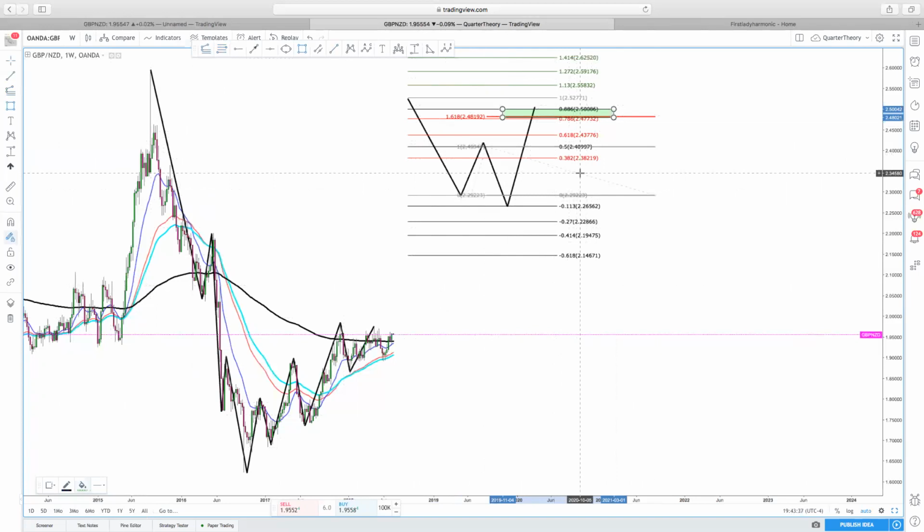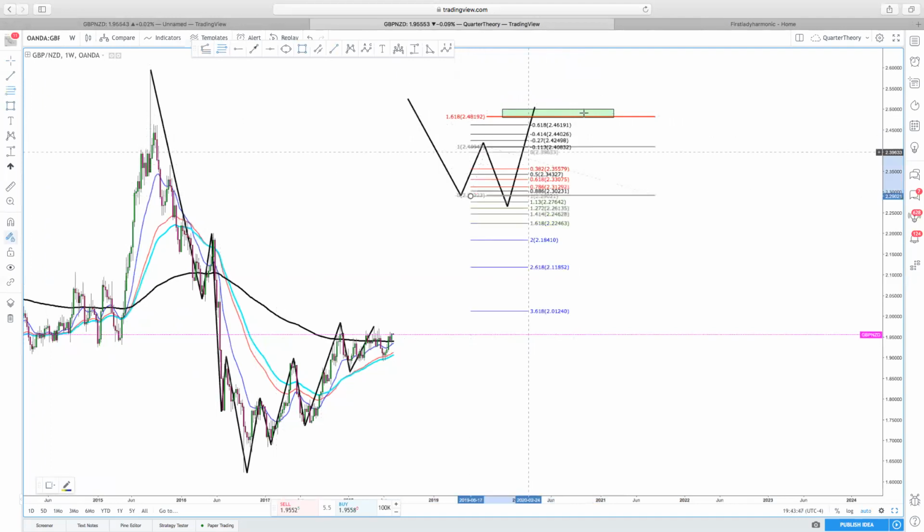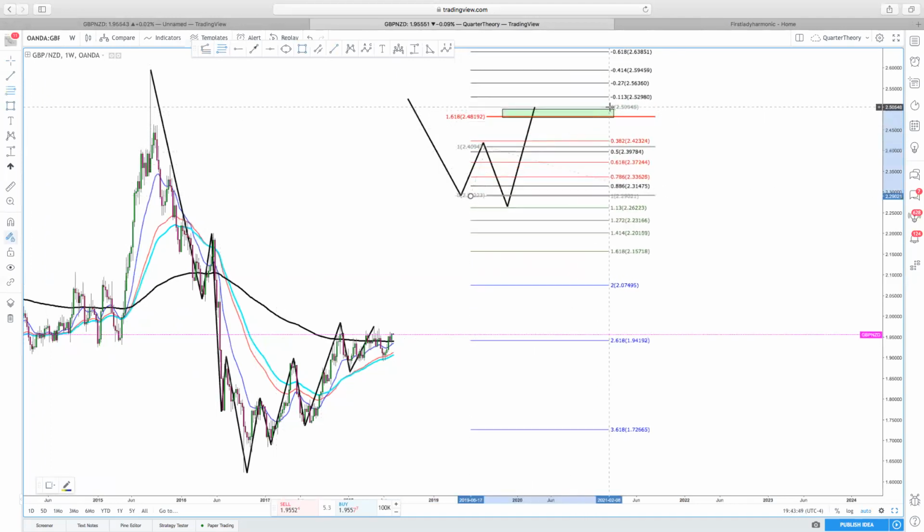Now, our take profits would be from the A to D. Now, Scott Carney, as the inventor of the harmonics, says the first take profit would be 50%. Some people use the 382 and the 61.8 as the normal take profits, as with all the other harmonics. You can use the 382 as well.